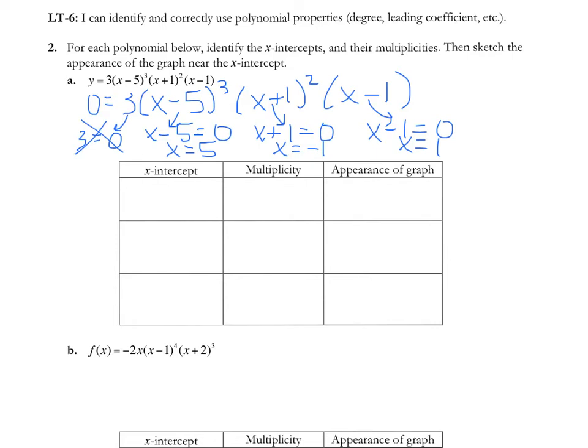So I'm going to put those in my little table. I usually like to put my x-intercepts going from left to right. So I'm just going to put the -1 first, then the 1, then the 5. So now let's think about what the multiplicity of each x-intercept is. So remember, to find that, we're going to look at the factor that it came from, and we're going to look at what was the exponent on that factor. So looking at our x-intercept -1, that came from this factor here, this x plus 1, and notice that that had an exponent of 2. So my multiplicity for -1 is going to be 2.